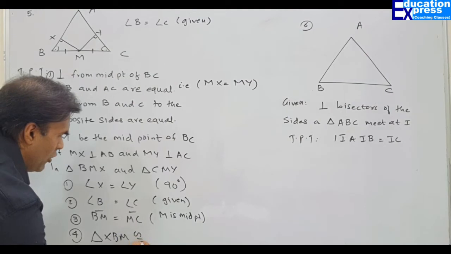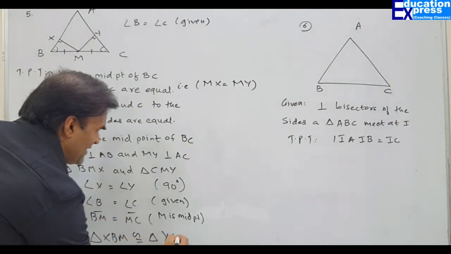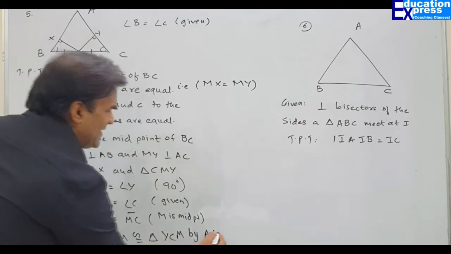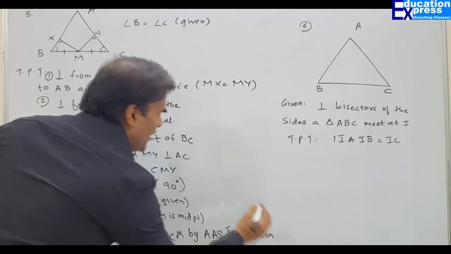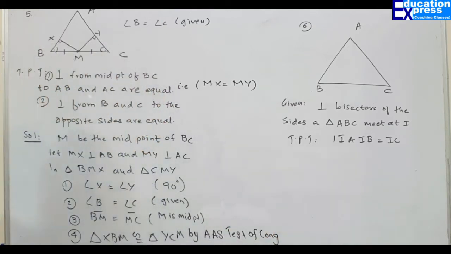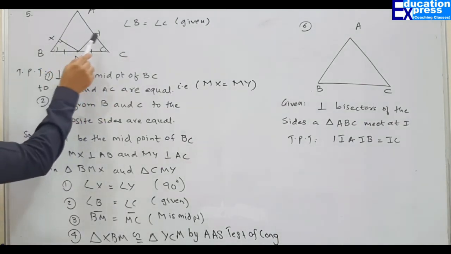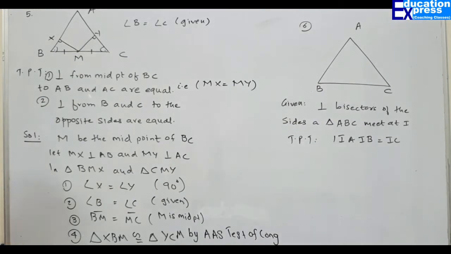Triangle XBM is congruent to triangle YCM by the AAS test of congruency. So my dear friends, we can easily prove that these two triangles are congruent. How? Angle, angle, angle, angle. So AAS, all done. CPCT, done.